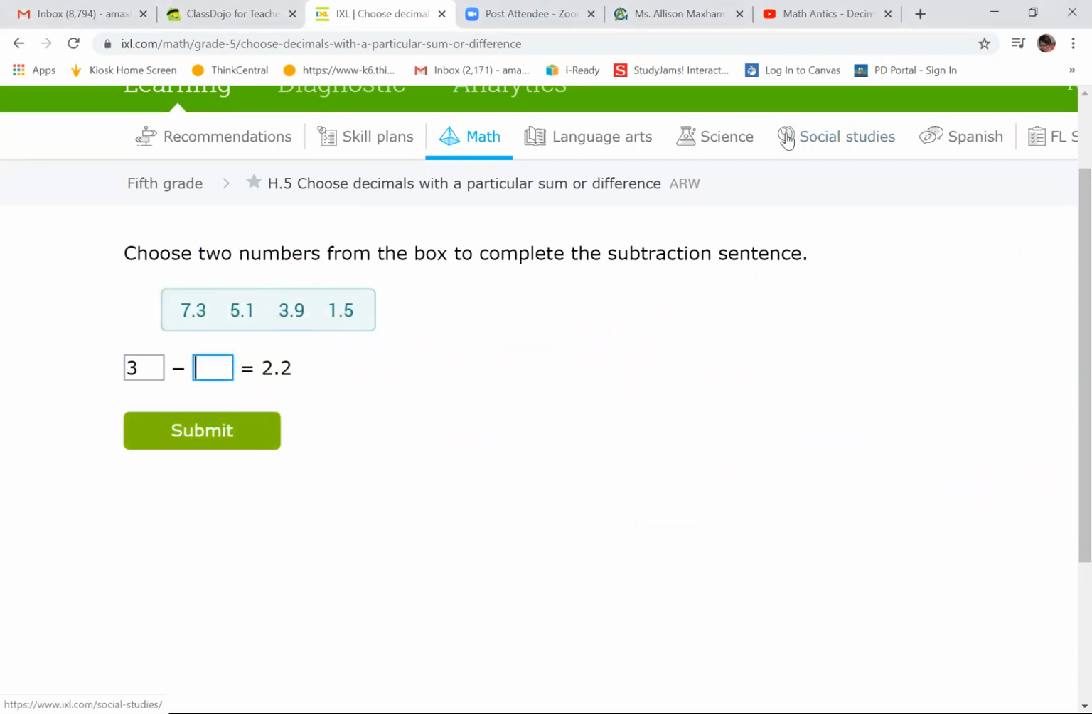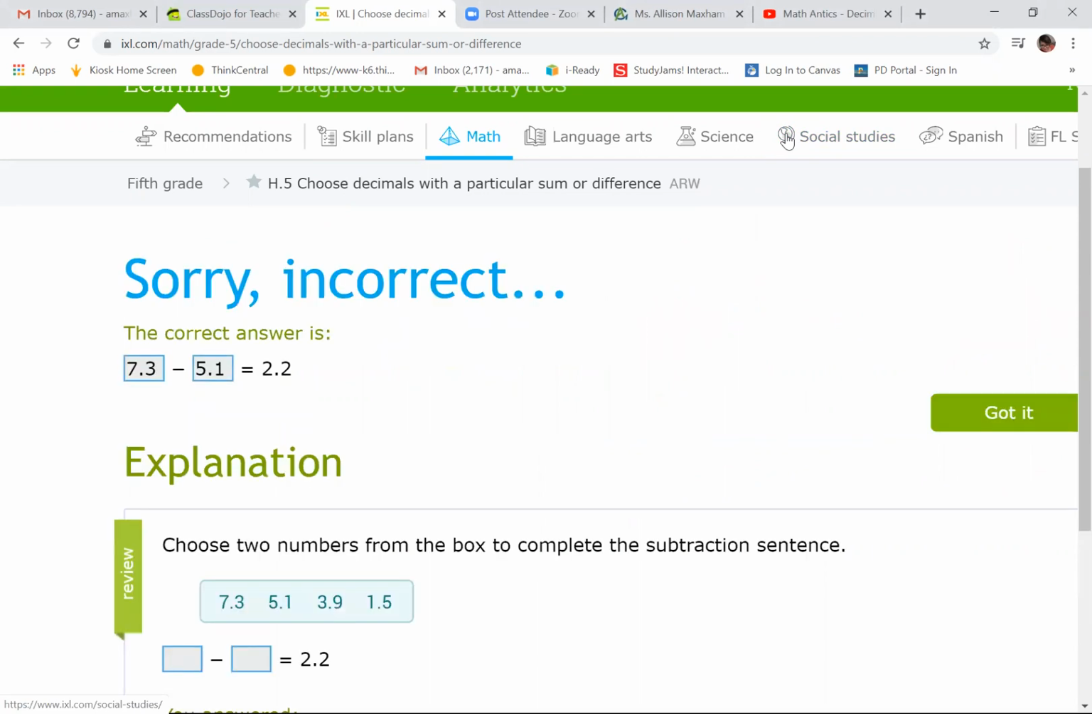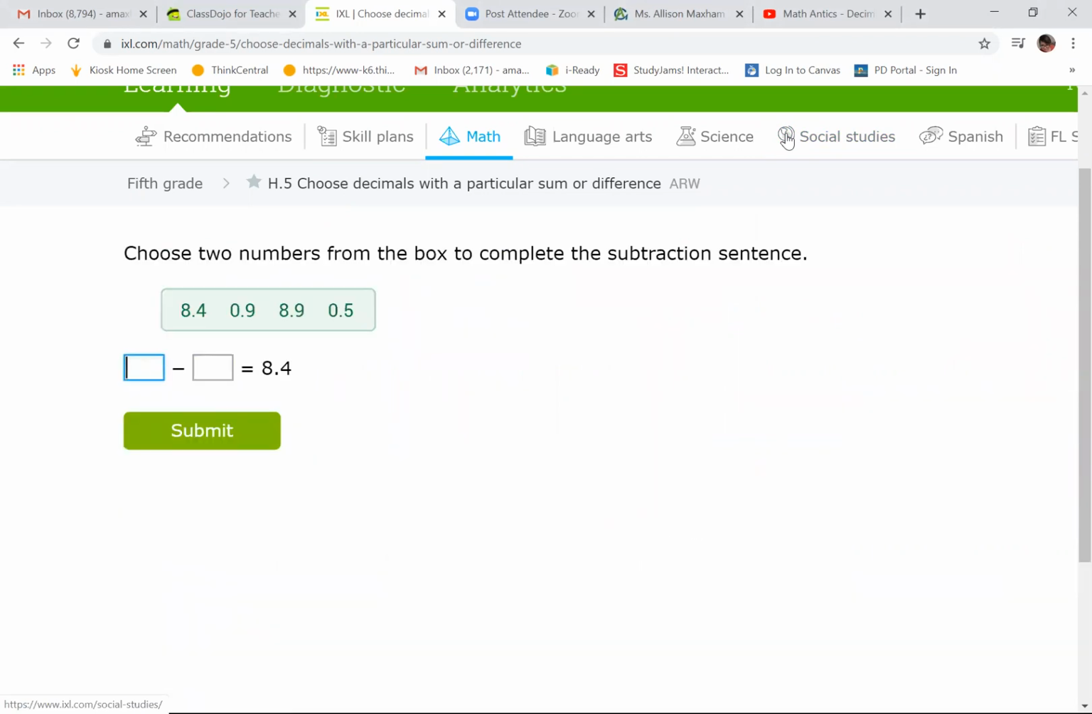Subtraction tomorrow. We'll get that one tomorrow. Yes, we know it's incorrect. Subtraction again.